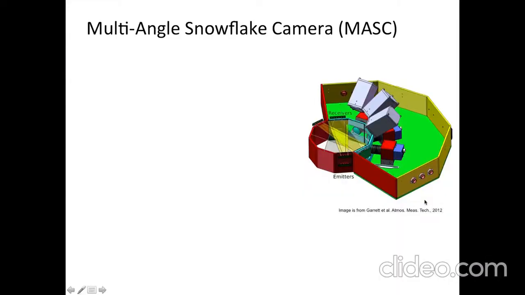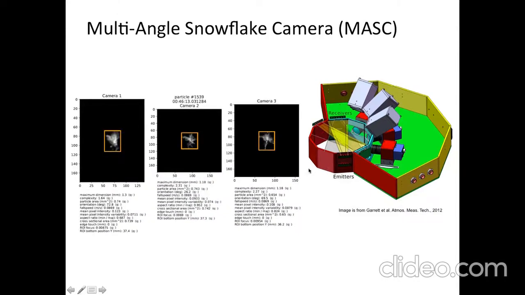So here you see the MASC. I'm showing here the surface-based MASC. It consists, as you see, of three cameras separated by 33 degrees. It takes high-resolution images while simultaneously measuring the fall velocity. And next, I'm showing some examples.